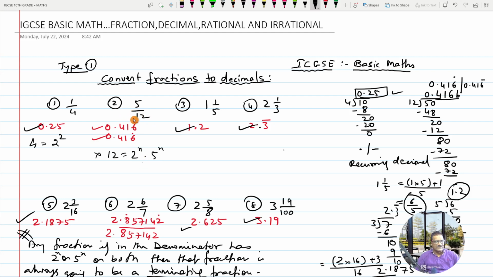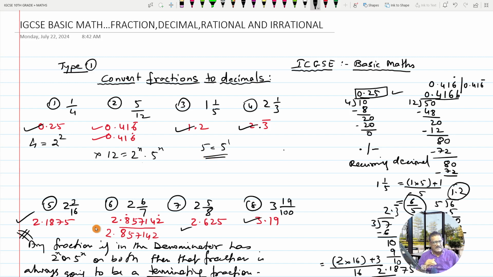And in the case of a non-terminating fraction, as I told you, there can be two possibilities. Either the fraction will be recurring or non-recurring. In this case, it was recurring. 1 by 5. Since 5 is the denominator, if we convert it into an improper fraction, again the denominator will remain 5 only. So the denominator is 5, and this 5 is nothing but 5 raised to 1.